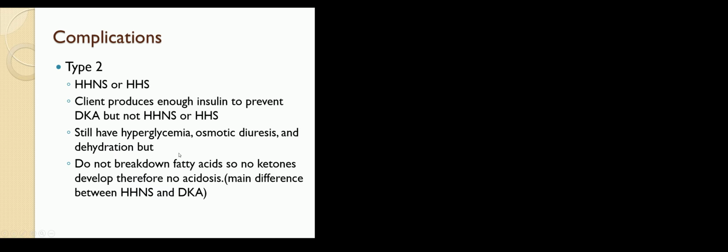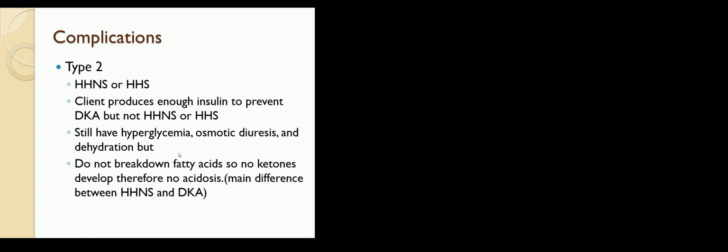All right, complications for type 2. Remember I said you do not see DKA hardly ever in type 2. In fact, instead of that, you're going to see what is called HHNS or HHS. HHNS stands for hyperglycemic, hyperosmolar, nonketotic. So they don't get the ketosis, but they still have the hyperglycemia and hyperosmolar.